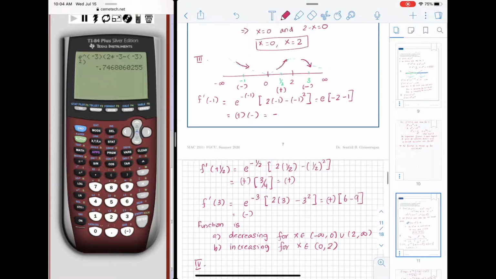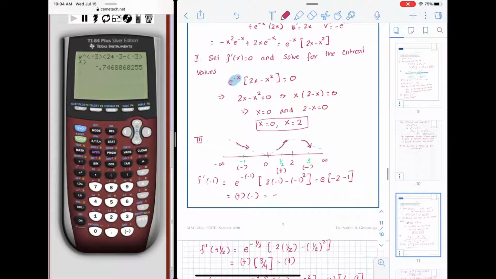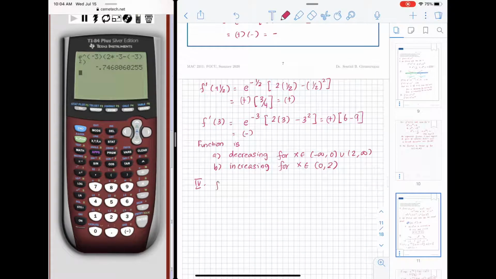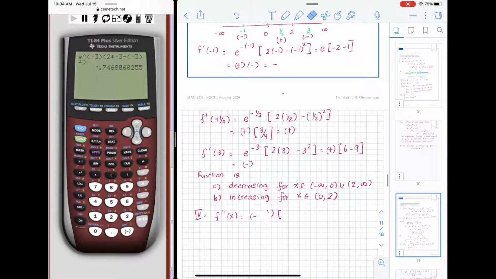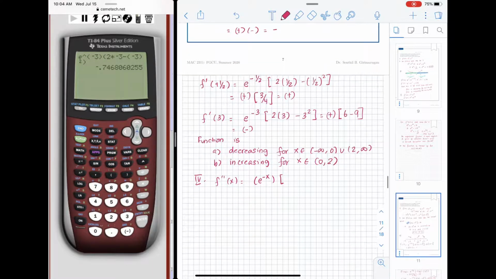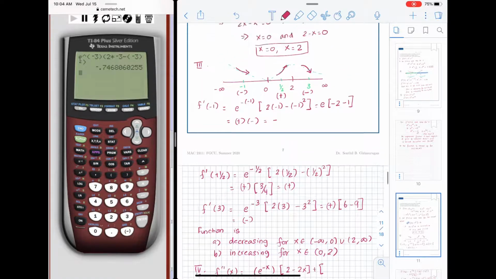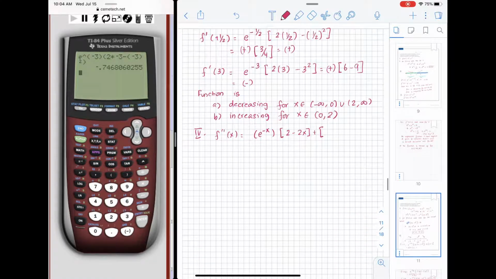So let's find the second derivative. The second derivative here is negative e raised negative x. Oh, sorry. e raised negative x multiplied by the derivative, 2 minus 2x, plus 2x minus x squared multiplied by negative e raised negative x.